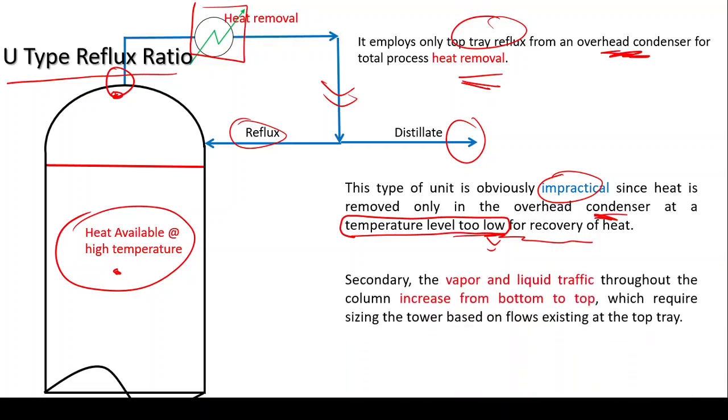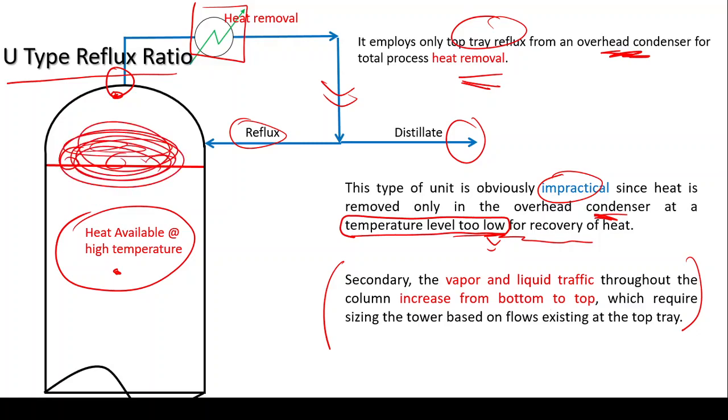Secondly, the vapor-liquid traffic throughout the column increases from top to bottom, which requires sizing the tower based on the existing flow at the top tray. This is the second reason it is impractical, because the vapor and liquid traffic will be very high. Since heat is not removed, we have more and more vapors here. That's why the sizing of the tower has to be recalculated for this purpose.